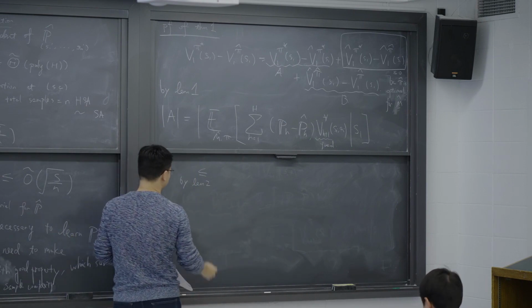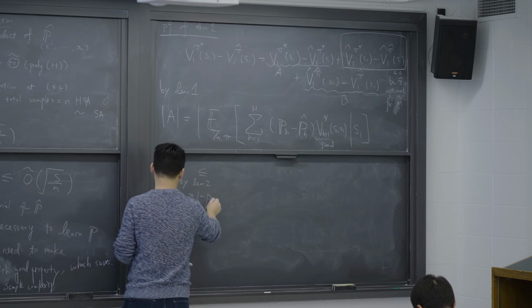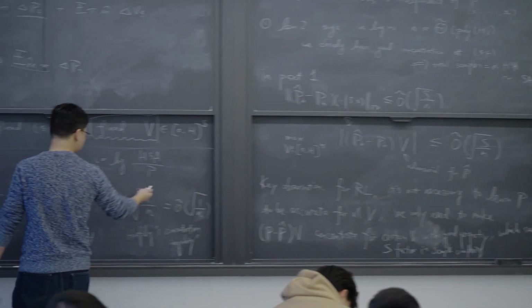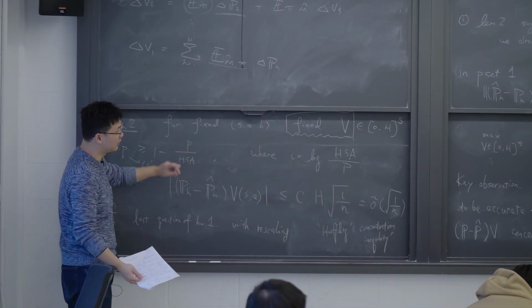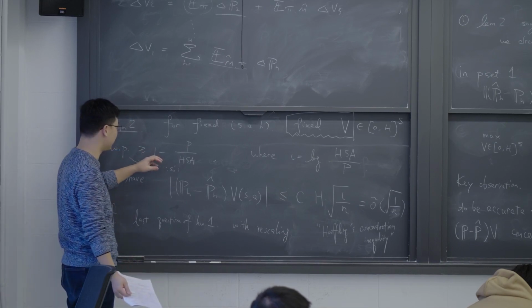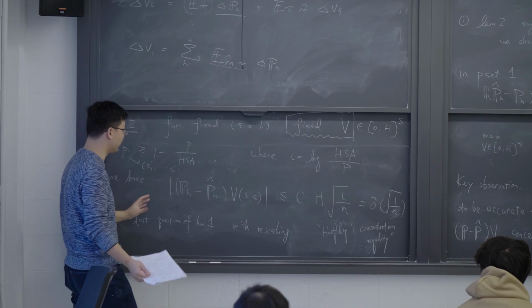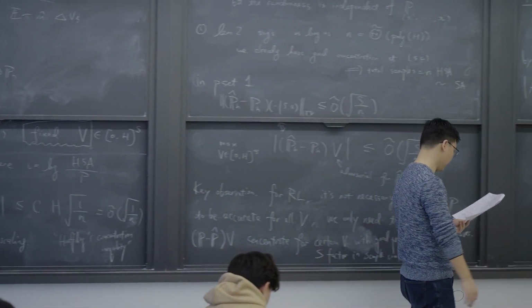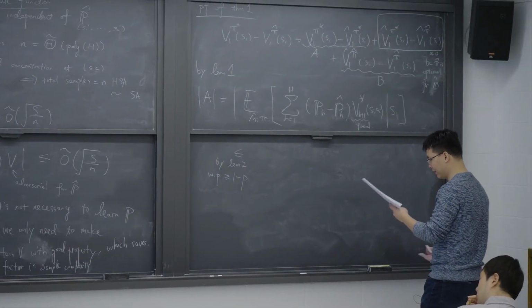We will actually say by lemma 2, with probability 1 minus p, because lemma 2 essentially says for each state action, this event holds with probability 1 minus p over HSA. And then we can just use a union bound. So we say with 1 minus p probability, this thing actually holds simultaneously for all S, A, H pairs. Essentially, the last time we talked about the union bound. So we can just apply the same concentration for all state action.